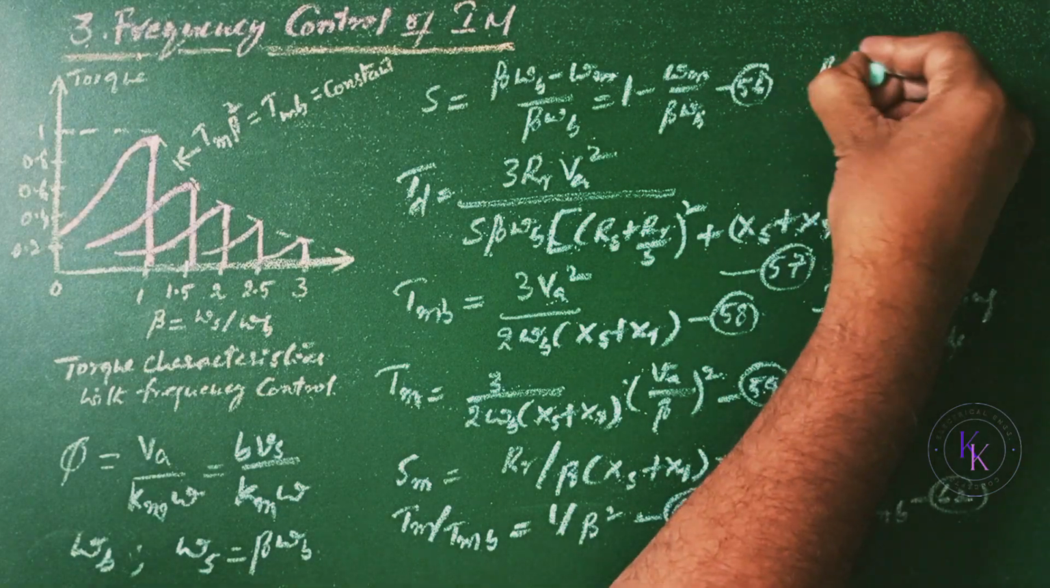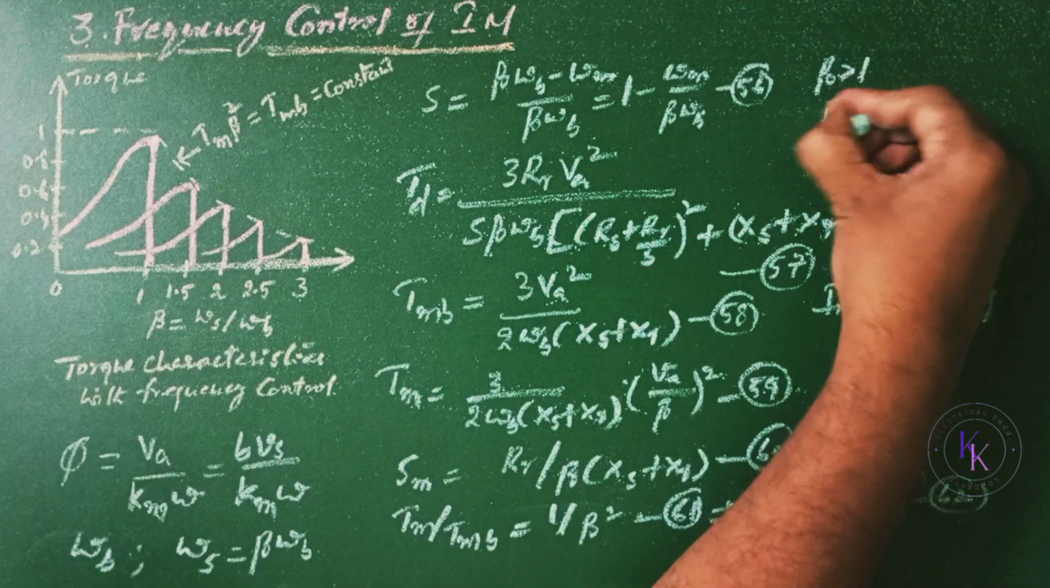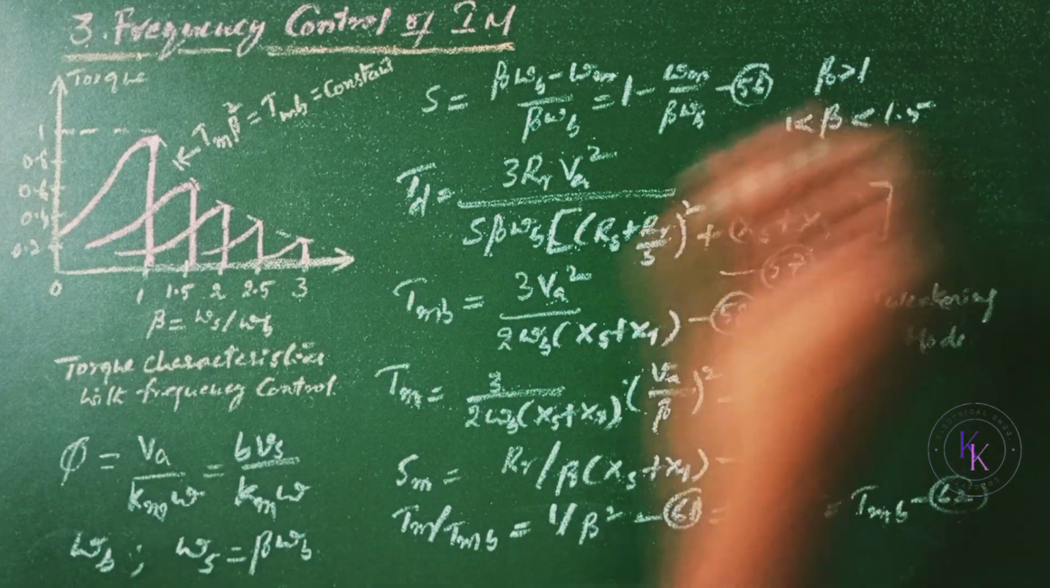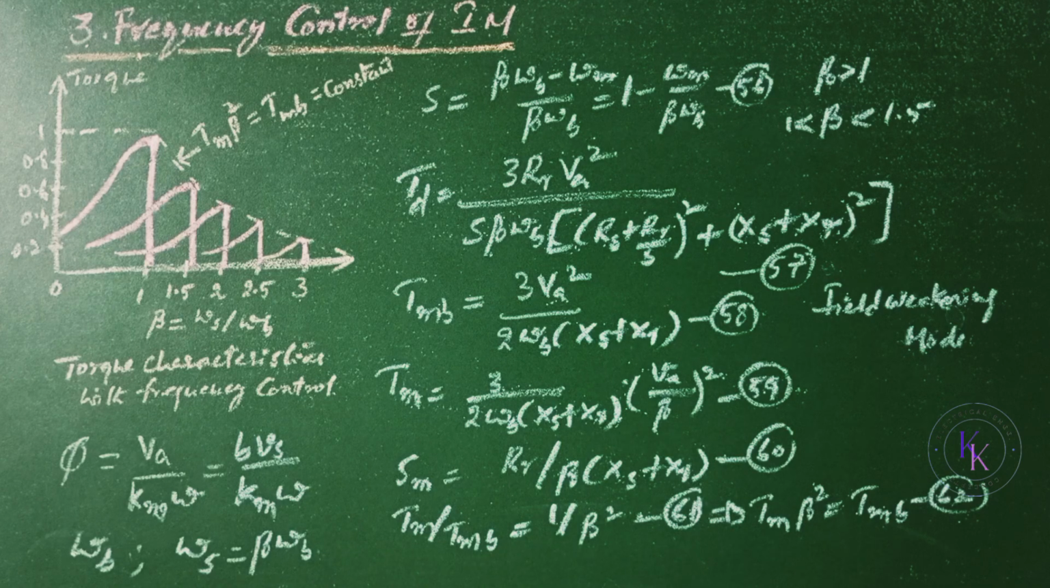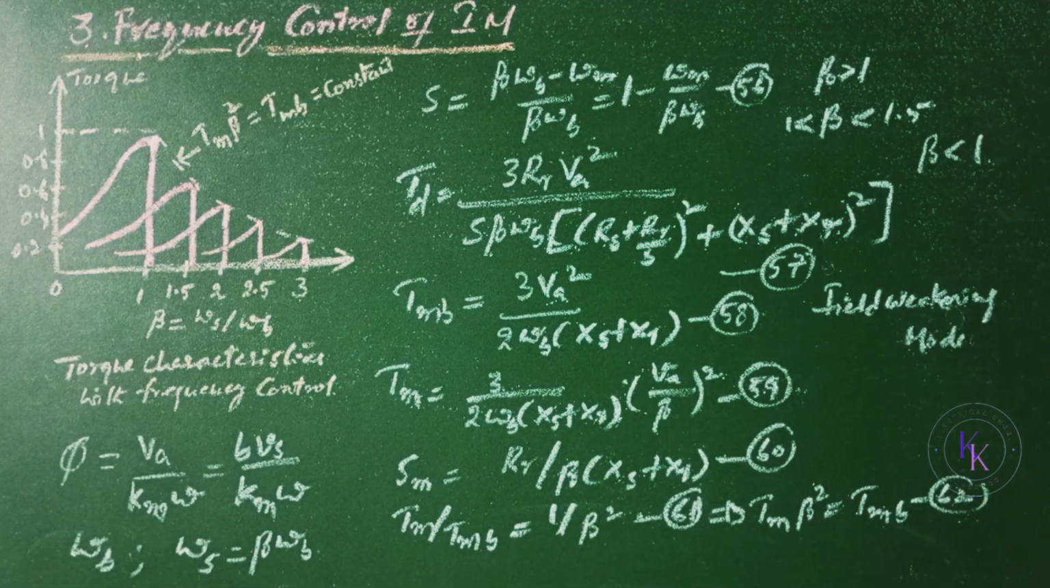For beta greater than 1, the motor is operated at constant terminal voltage and the flux is reduced, thereby limiting the torque capability of the motor. For beta between 1 and 1.5, the relation between Tm and beta can be considered approximately linear. For beta less than 1, the motor is normally operated at constant flux by reducing the terminal voltage Va along with the frequency so that the flux remains constant. This is regarding frequency control of an induction motor.